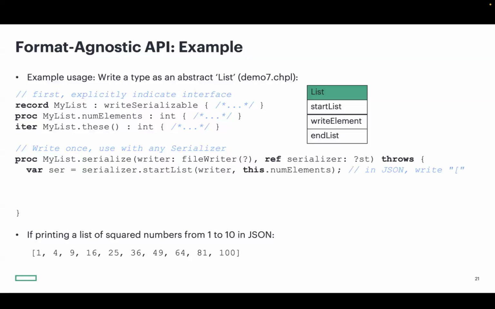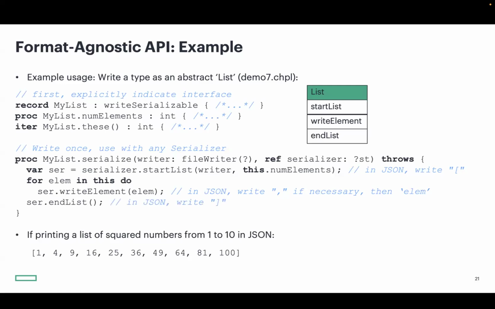The next thing I would do is invoke the start list method on that serializer, and I would pass in the writer and the number of elements that I wanted to write. And if, for example, we were doing this in JSON, this is when the opening square bracket would be written. Then I'm going to iterate over every element in this list. And then I'm going to invoke write element on the helper object we got from start list, and I'm just going to pass in the element we want to write. If this were in JSON, this would write the comma if necessary, followed by the element. And then lastly, we call end list, which in JSON would write the closing square bracket.